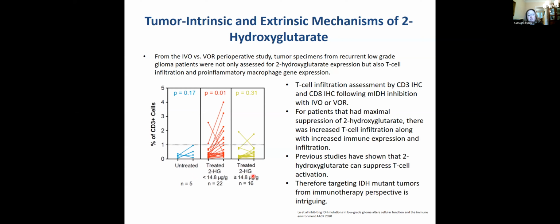But if you had treated patients and the 2-hydroxyglutarate was not suppressed like it should be, those T-cells did not infiltrate as well. So what this is suggesting, and it's also been suggested from other experiments, is that 2-HG may suppress T-cell activation. So could you have an opportunity, particularly with immunotherapy, to target IDH1 mutant tumors via the IDH1 mutation, and maybe even suppress 2-hydroxyglutarate and improve immunologic reaction for those patients?